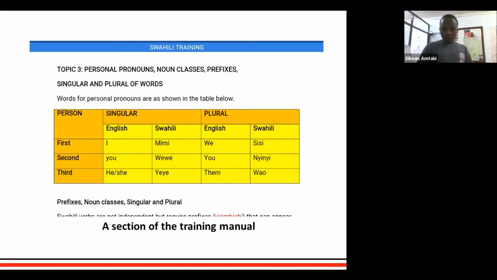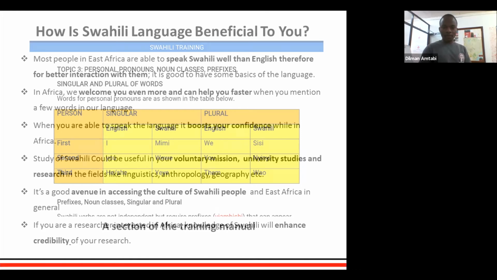In plural, for the first person in English we say we, and in Swahili we say sisi. For the second person in English we say you, and in Swahili it is nyinyi. And then for the third person, them, we say wao. So it's just that simple. More of this will be found in the training that will be taking place.